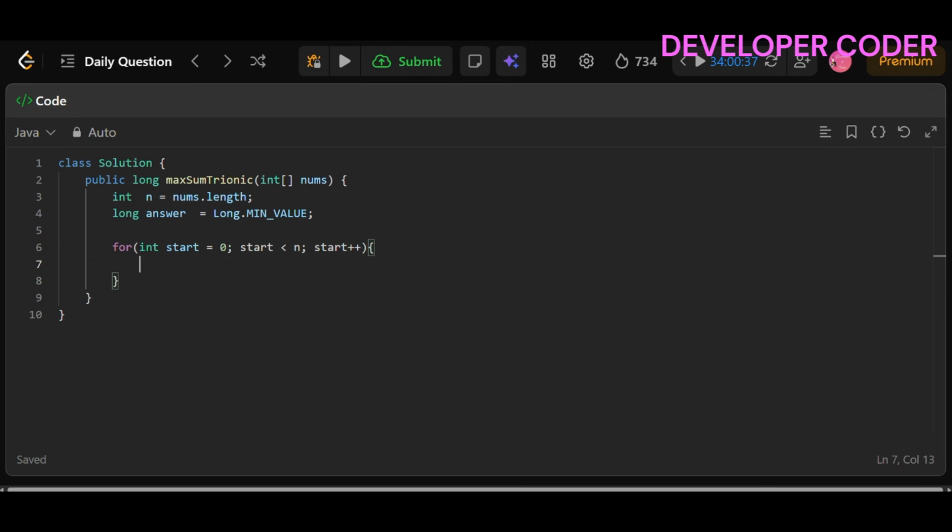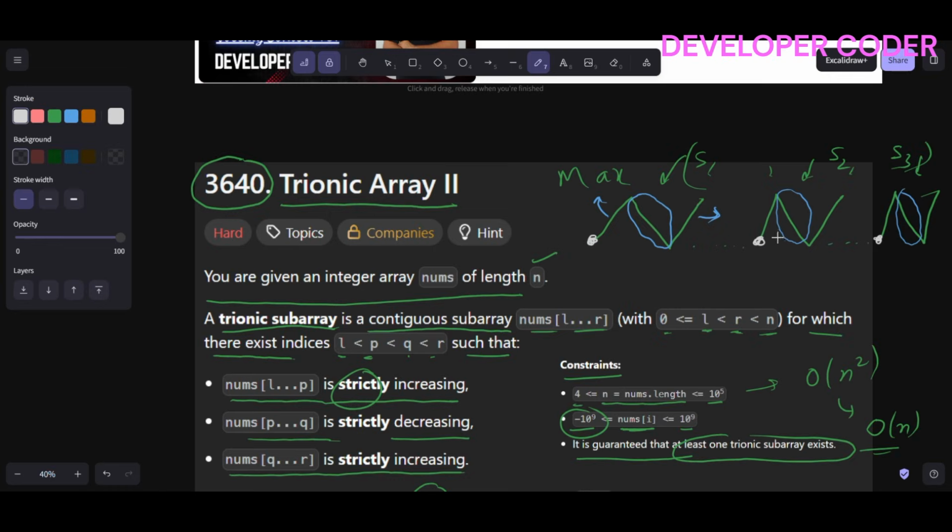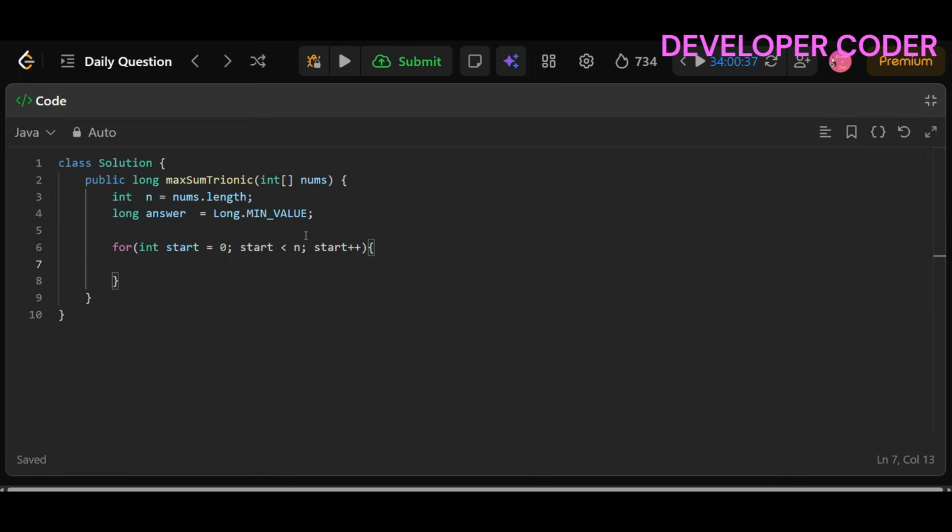So here I am starting from different points, and for different starting points I am calculating the sum, and in the end I am taking the max sum, right? So first, let's say int index, and I am just keeping it at start. As of now the index value is fixed at start. Now here, first increasing segment. How are we going to check?